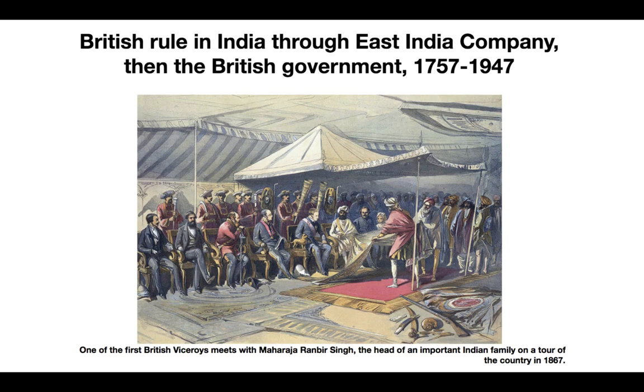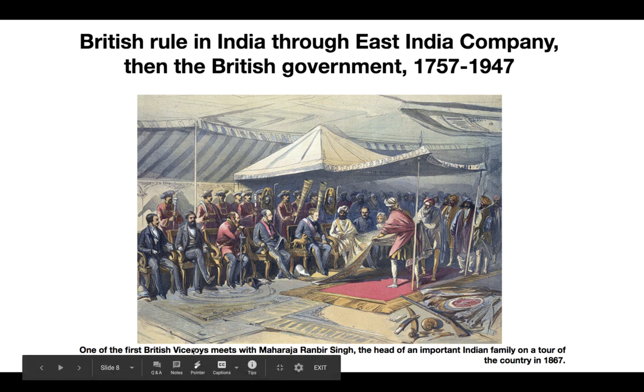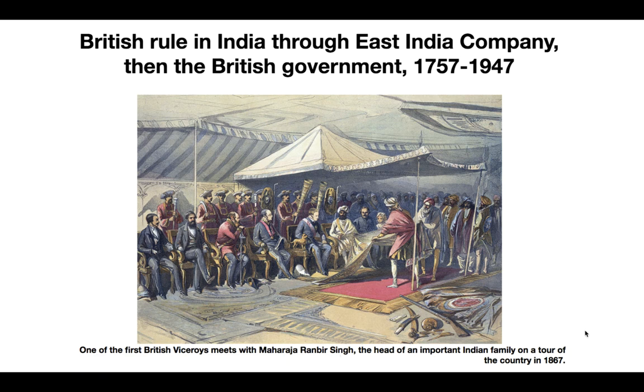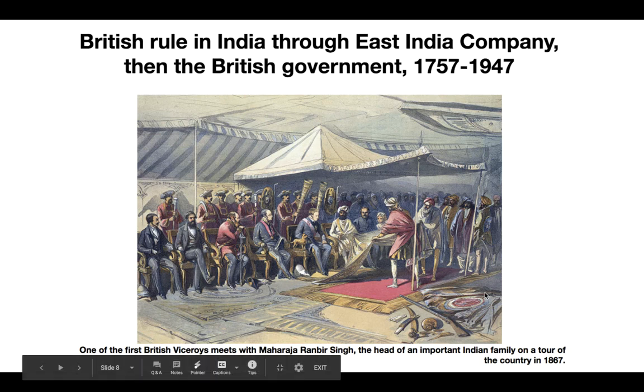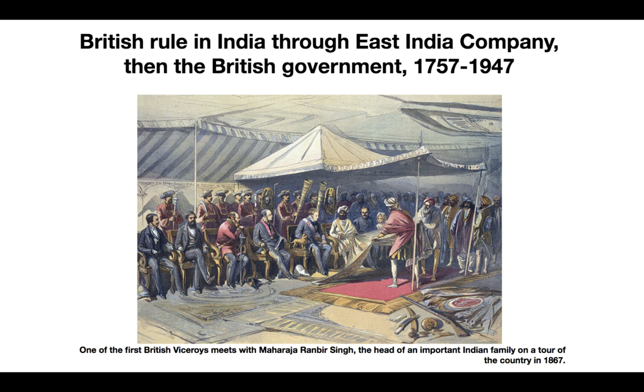Next, I have a picture of British rule in India through the East India Company, then the British government. This is one of the first British viceroys, like a politician who has power, meeting with Maharaja Ranbir Singh, an important Indian person, the head of an important Indian family, on a tour of the country. So now I'm seeing that the British are in India. I've been thinking back to the other picture. I want you, as you look through these pictures, to think how they're connected to each other. The first picture I had was the Industrial Revolution, and now I have the British in India. How did they get there?